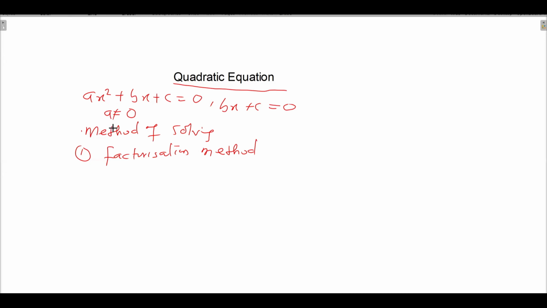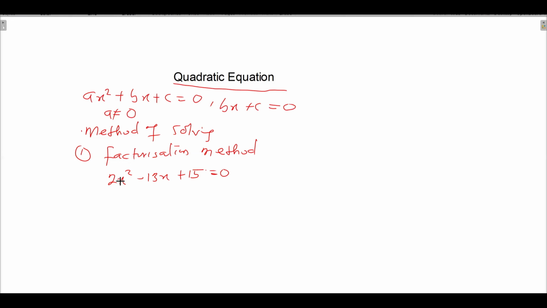Now, let's look at an example which uses this factorization. The question: 2x squared minus 13x plus 15 equals 0. If you look at this equation, it's of this form: ax squared plus bx plus c equals 0. Remember, my a here is 2, my b is minus 13 and c is 15. So how do we solve this? By factorizing it. Now, be careful.